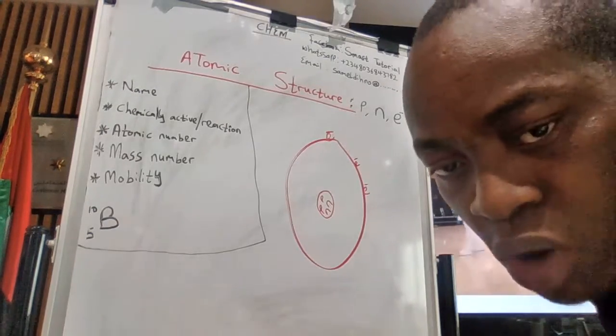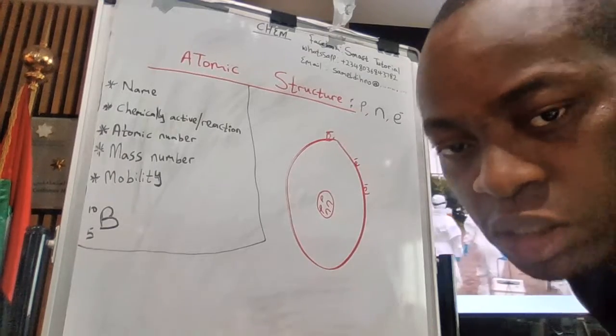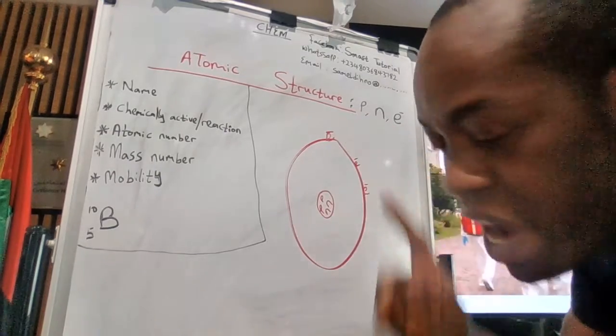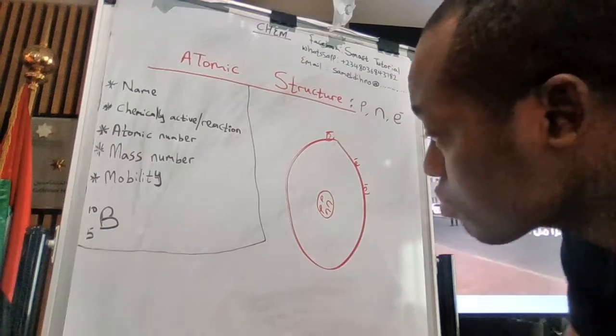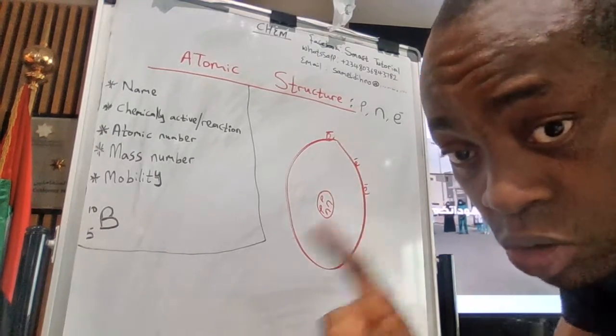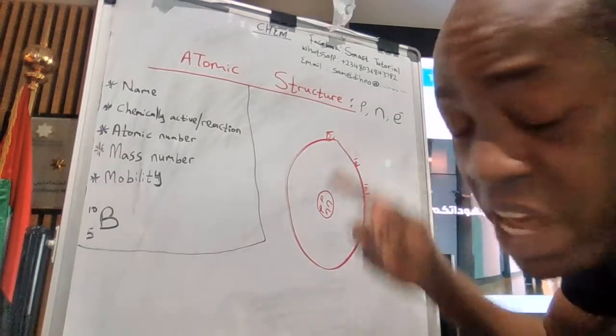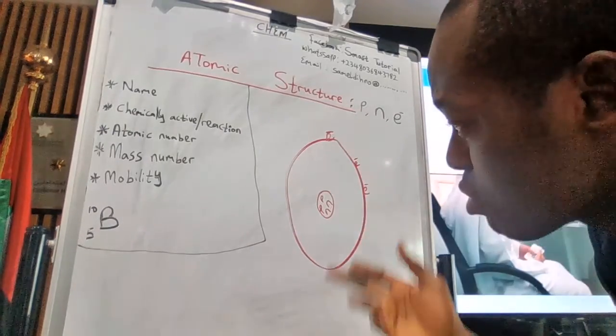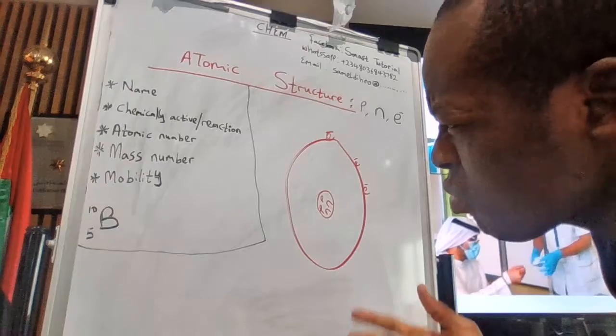Let's take, for example, hydrogen. Hydrogen is element 1, which means it has one proton. That is just it. And it also has one electron. Remember, we said the neutron has no charge.